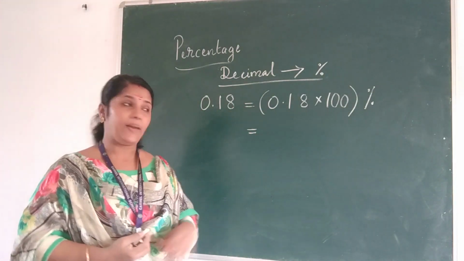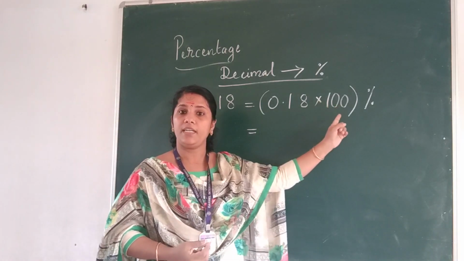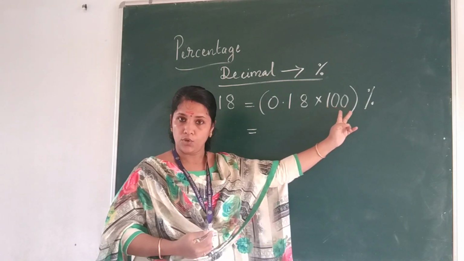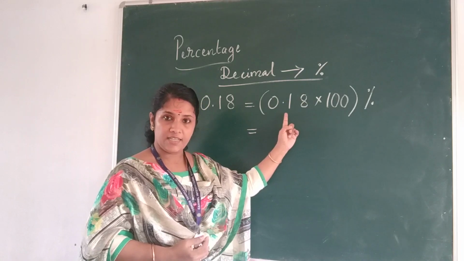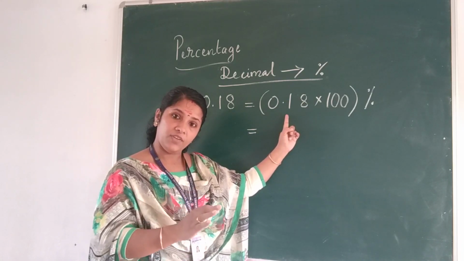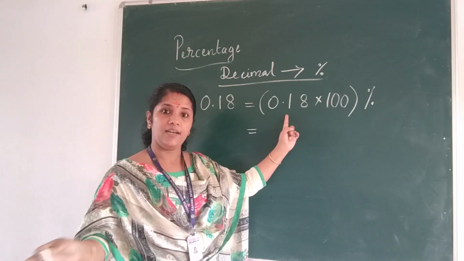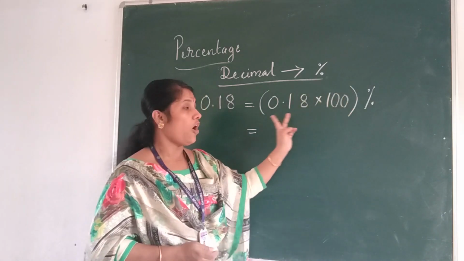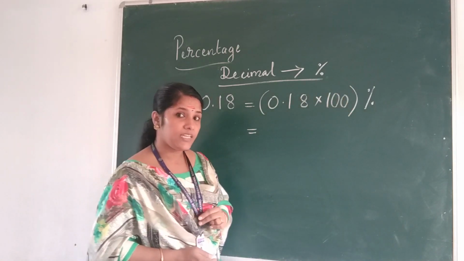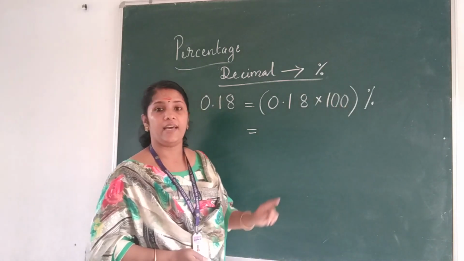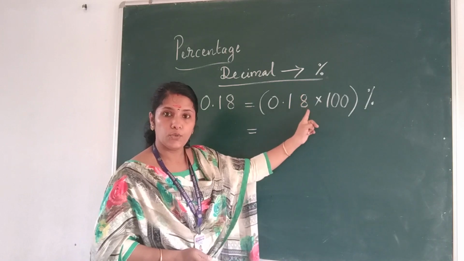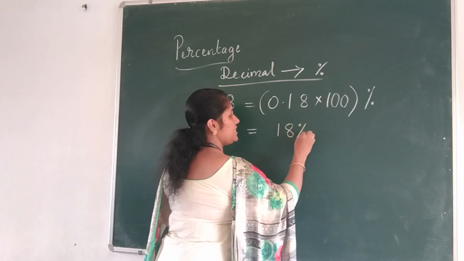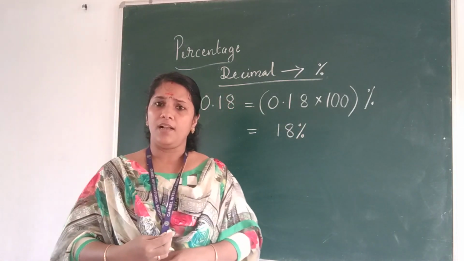Now, how do we multiply a decimal number by a multiple of 10? Here it is 100. 2 zeros are there. So we should start from the decimal point. In division, we are jumping towards the left side. Multiplication means we have to jump towards the right side. How many jumps? 2 jumps. Why is it so? Because 2 zeros are there. 1, 2. So it is 18. 18% is the answer. So very simple.